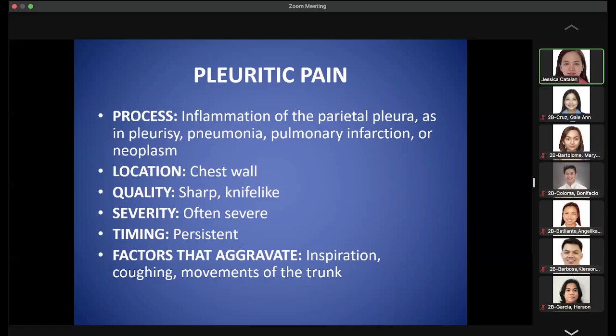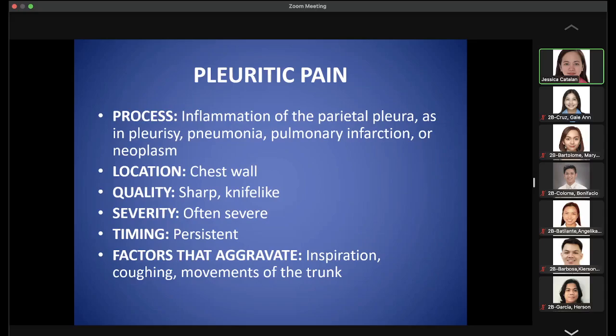So, one symptom is pleuritic pain. So, pleuritic meaning there is an inflammation of the parietal pleura, as in pleurisy, pneumonia, pulmonary infarction, or neoplasm. So, usually, pleura, di ba, nakita natin sa anatomy kanina, nasa chest wall. Okay? Kasi nasa covering siya ng lungs eh. And usually, yung pain na to is sharp or knife-like, masakit, no?